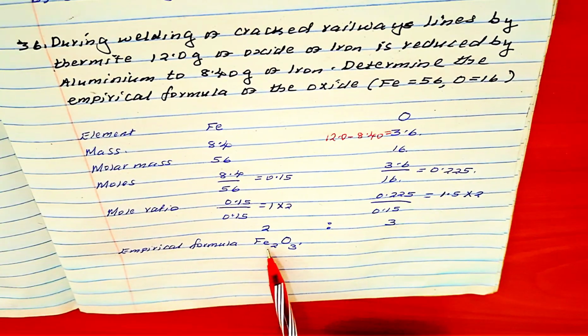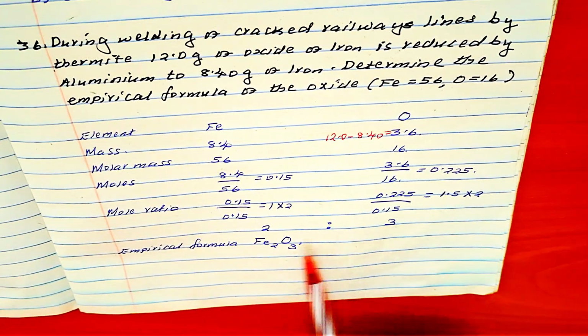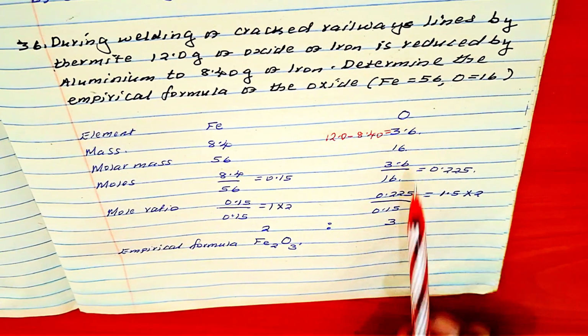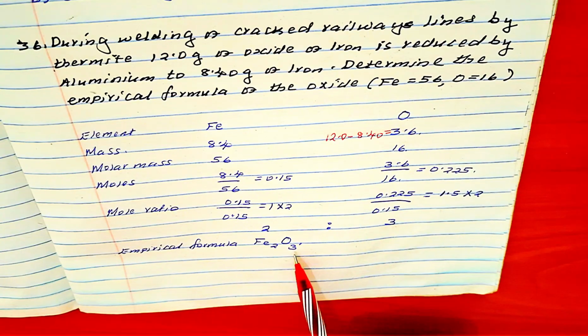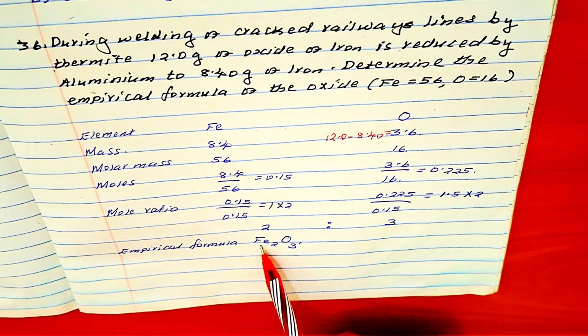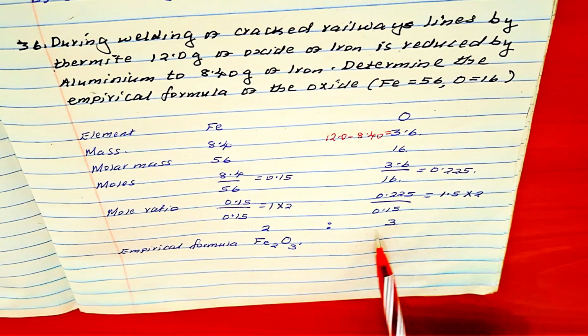So the empirical formula is Fe2O3. So the number of moles of iron is 2. Oxygen, this is our oxygen. Number of moles of oxygen is 3. So iron has 2 atoms and oxygen has 3 atoms.